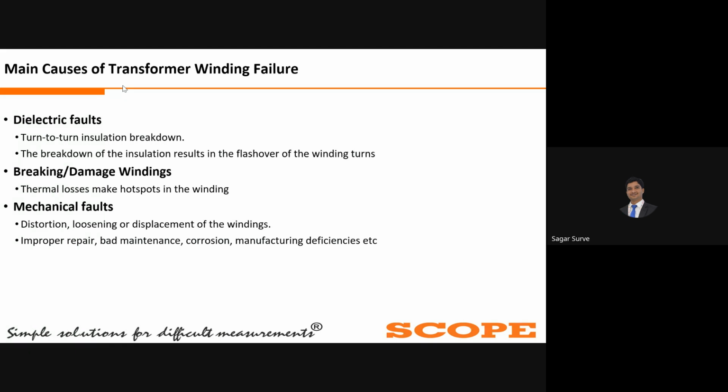And in mechanical faults, there can be distortion, loosening, or displacement of the winding. Okay, then improper repair or bad maintenance or corrosion or manufacturing defects can also be the cause behind the mechanical fault of the transformer.